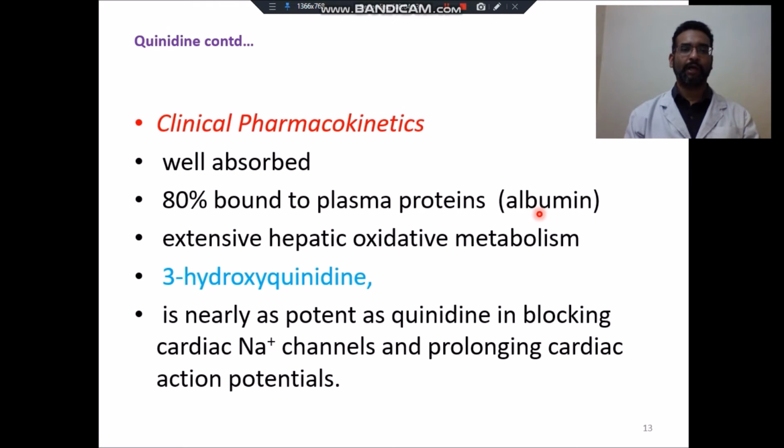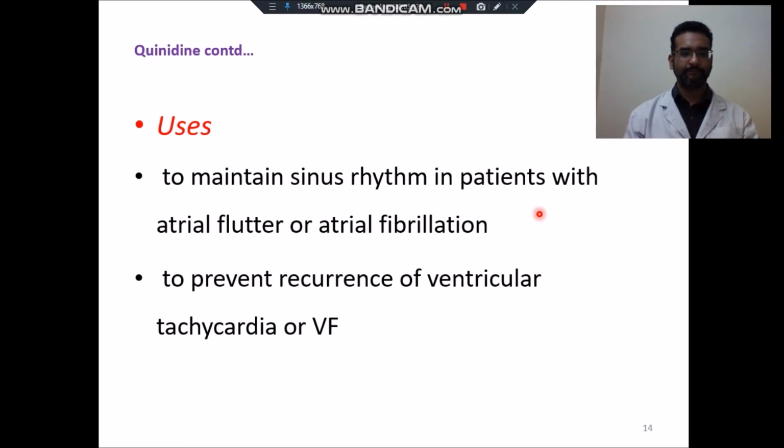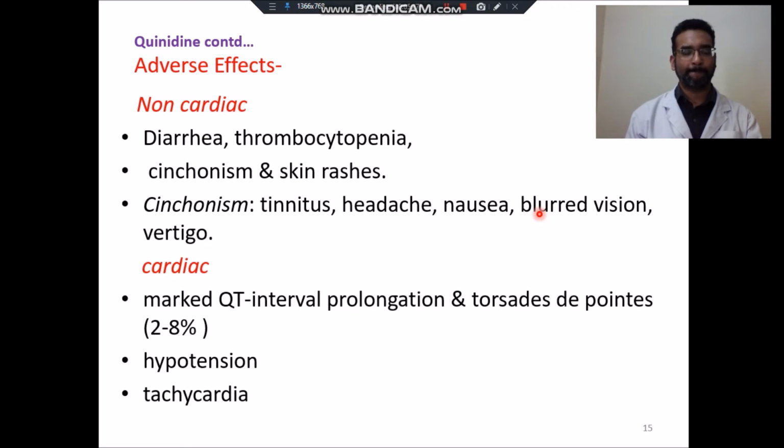Moving on to the pharmacokinetics of quinidine, it is well absorbed orally. It is 80% bound to plasma proteins. It is metabolized in the liver. Quinidine is used to maintain the sinus rhythm in patients with atrial flutter or atrial fibrillation, and also to prevent the recurrence of ventricular tachycardia or ventricular fibrillation. So you can just remember these two terms, flutter and fibrillation, occurring on both sides, in the atria as well as the ventricles: atrial flutter, atrial fibrillation, ventricular flutter and ventricular fibrillation.